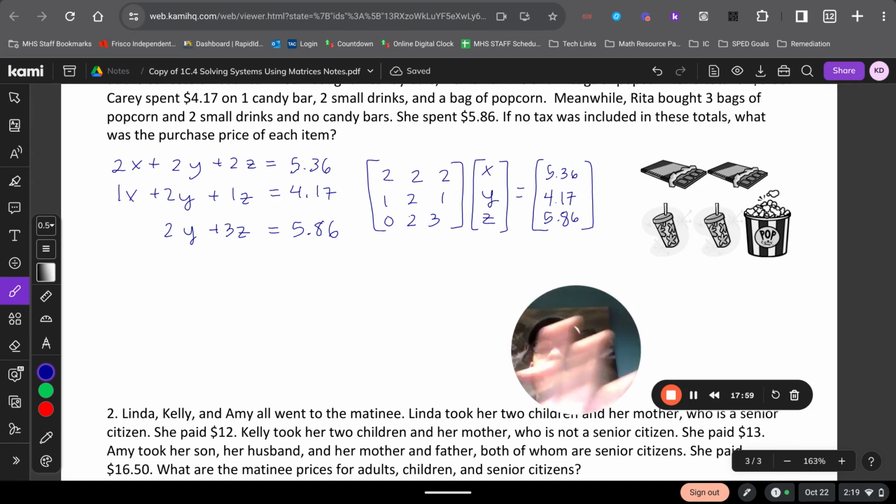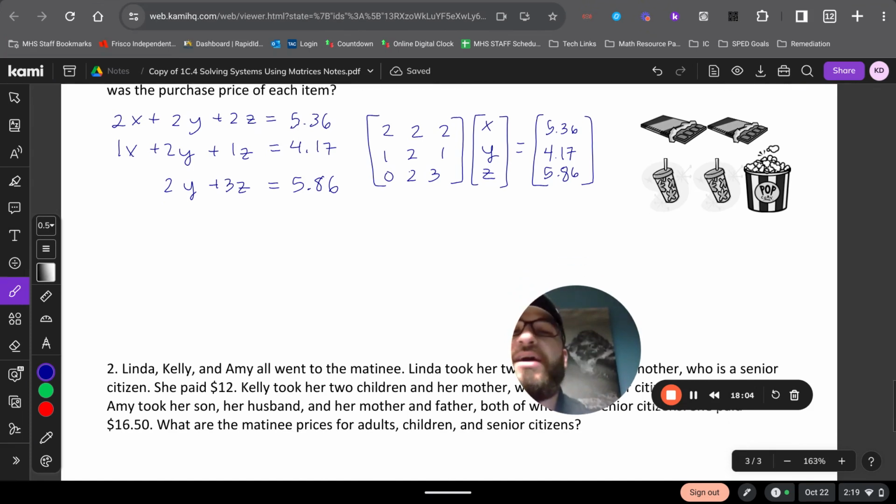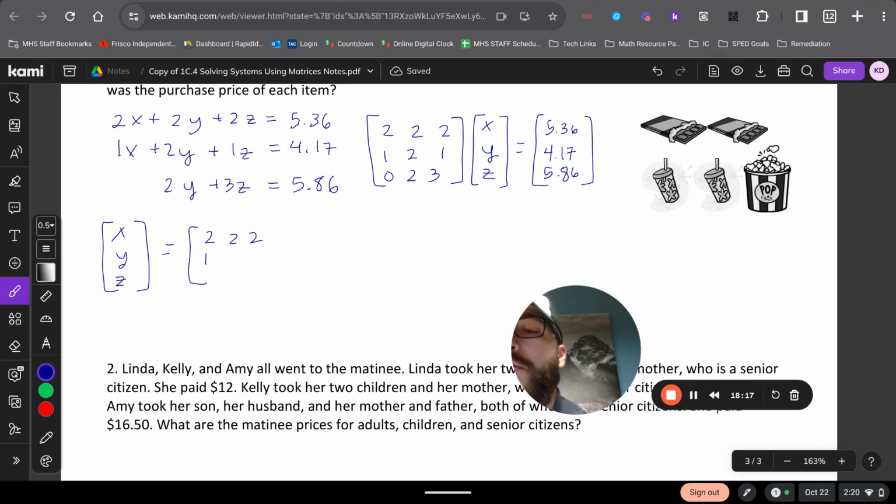All right, and then shifting that over by multiplying both sides by my inverse matrix, it's going to cancel out over on the left side. So that means I know that X, Y, and Z are going to be equal to my inverse matrix. So 2, 2, 2, 1, 2, 1, 0, 2, 3 to the negative first times my coefficient matrix. So 536, 417, and 586. And it's really as simple as that, y'all.